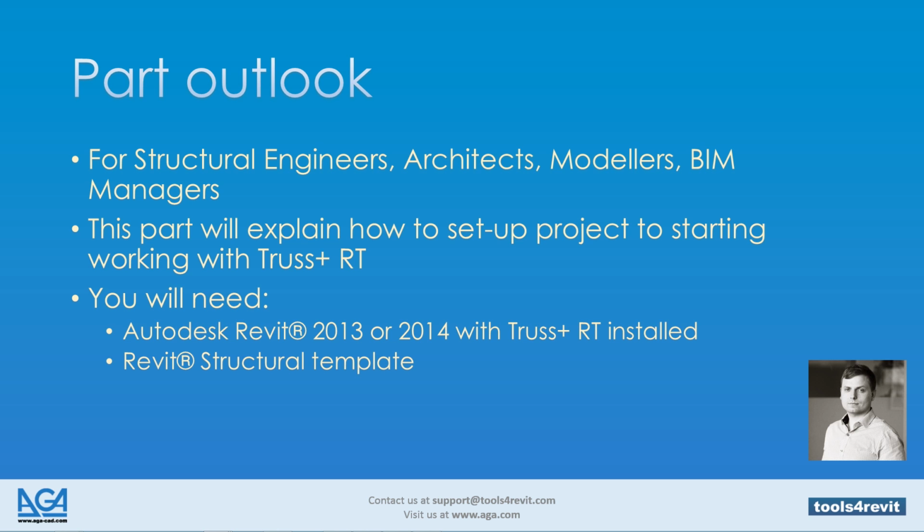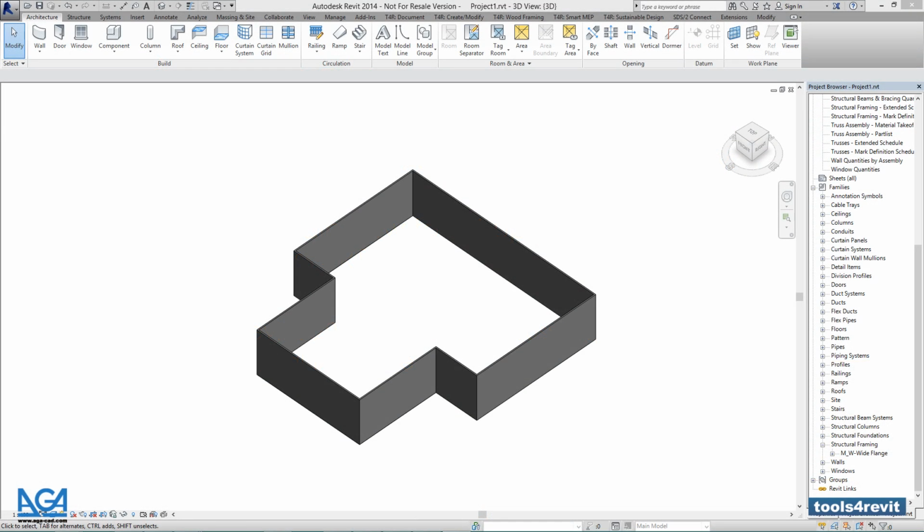You will need Autodesk Revit version 2013 or 2014 and corresponding version of Truss RT installed. You can use any template to be able to work with Truss RT, but structural template is preferred.